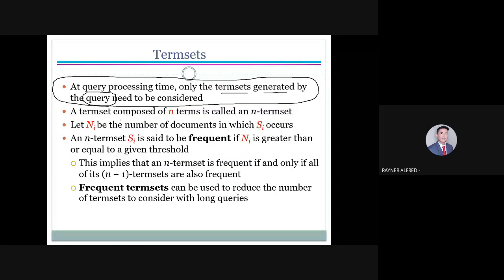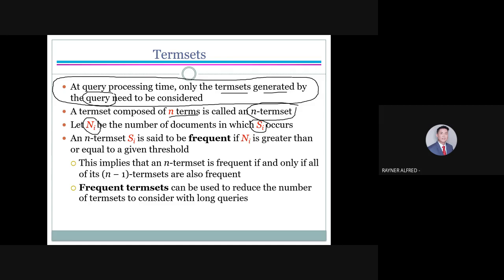So a term set is composed of n terms. That's why I said when we call one term set, it means we have a single symbol. Two term set means we have two symbols and so on. And let ni be the number of documents in which this term set occurs. So this refers to how many documents contain this term set.